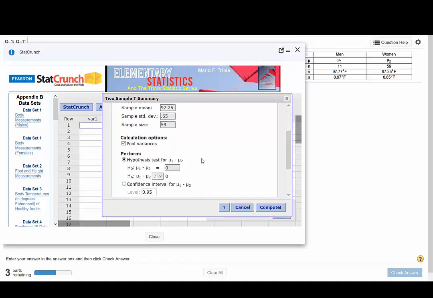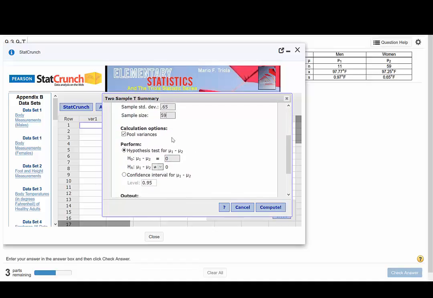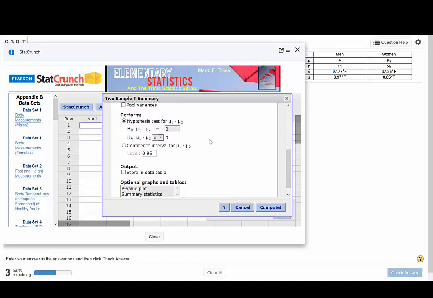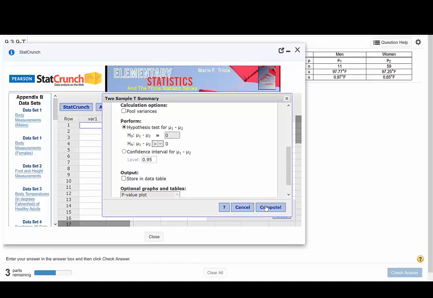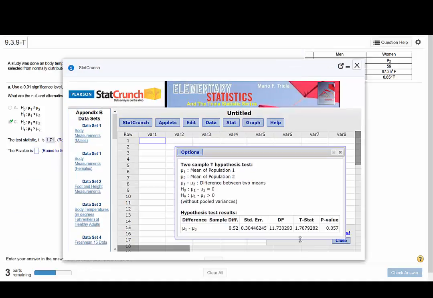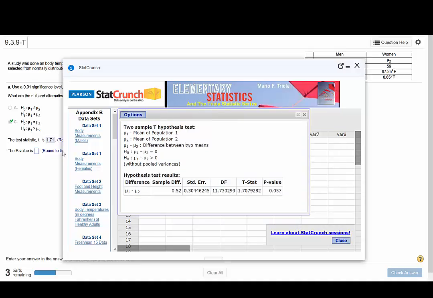The problem told us to not assume that the population standard deviations are equal, so we will uncheck the pool variances box. The problem asked us to test whether or not the mean body temperature for men is greater than that for women, so our alternative hypothesis would be mu1 minus mu2 greater than 0. Now we'll click Compute, and this output box gives us everything that we need. The test statistic is 1.71 if we round to 2 decimal places, and the p-value is 0.057.